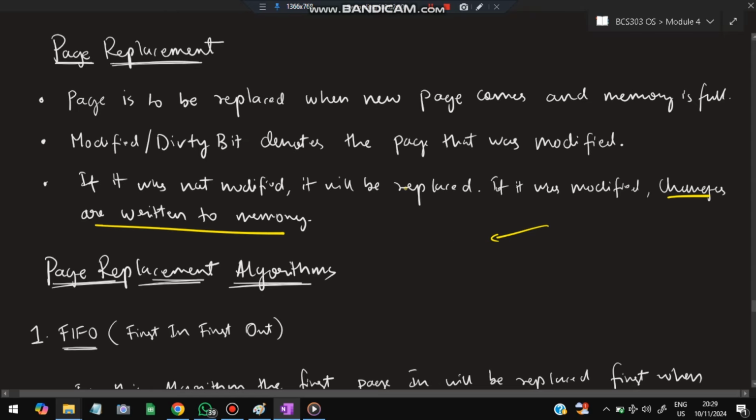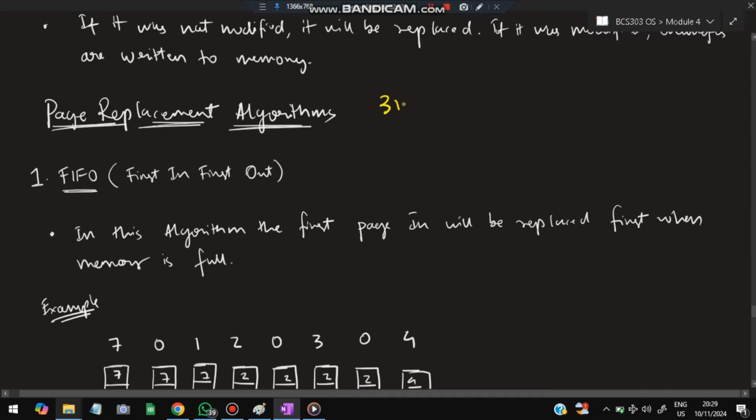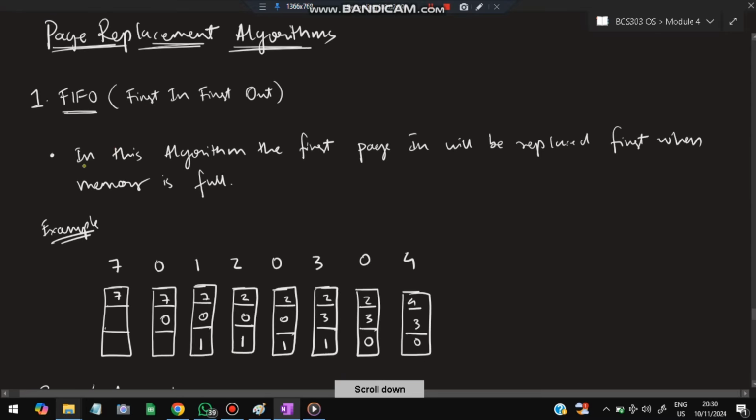So to do this more effectively, we'll be using a page replacement algorithm. There are three important algorithms. We'll be discussing each one by one. First one is FIFO. FIFO means first in first out. So see here what happens. In this algorithm, the first page in will be replaced first when the memory is full.